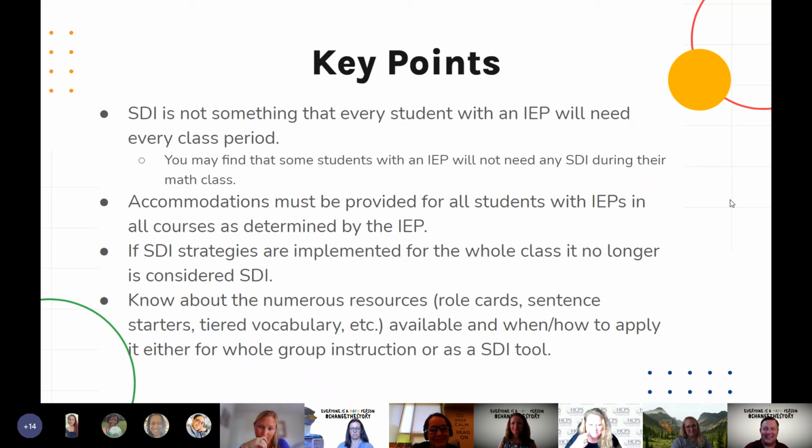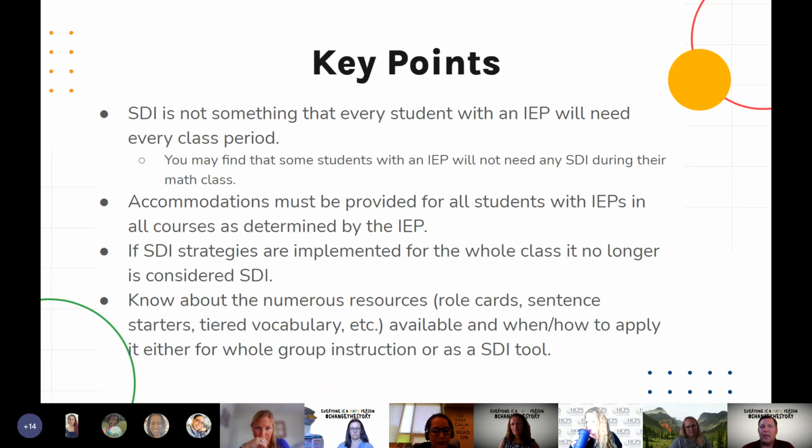So key points. There they are. I think you've highlighted the majority of them. Just SDI is tough. We do have a lot of conversations about what's SDI versus what's differentiation, and you've had good conversations about it. We're not going to beat that horse. So just look at the rest of them here.